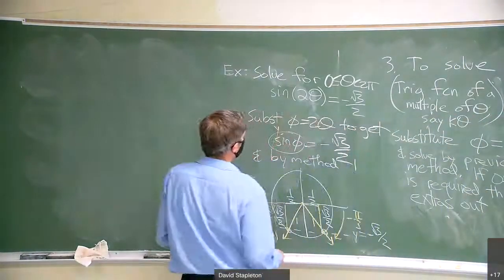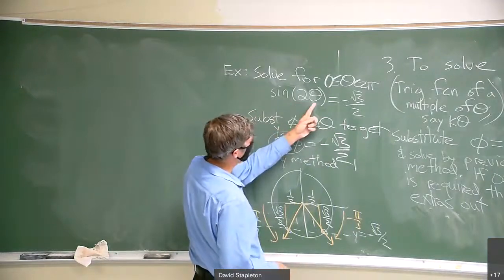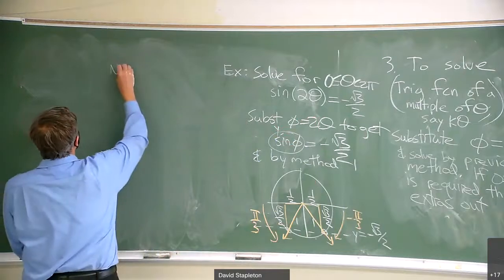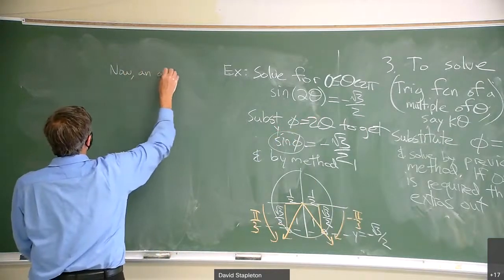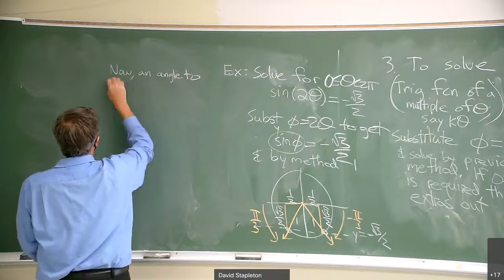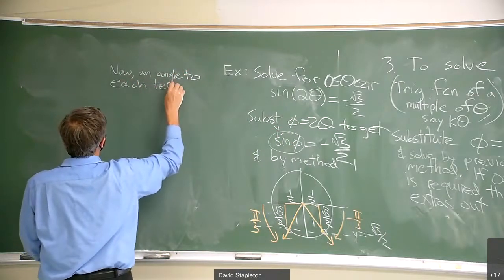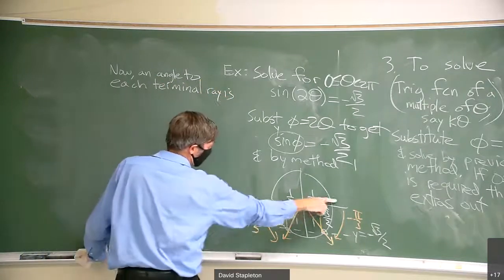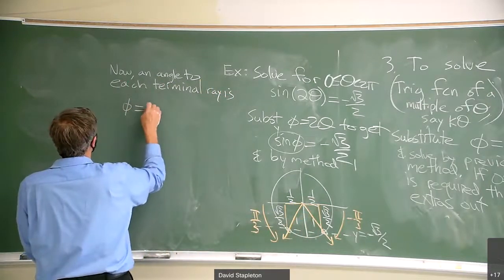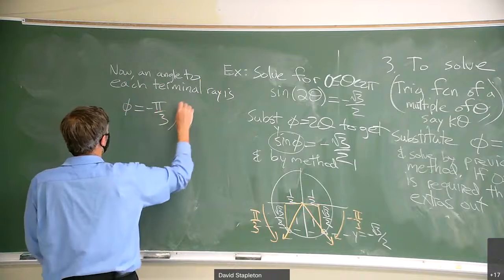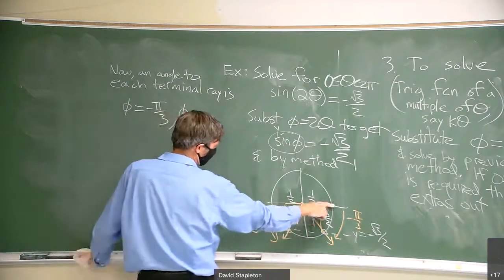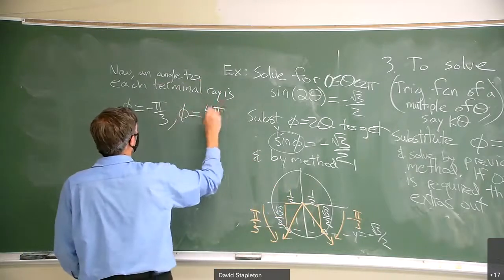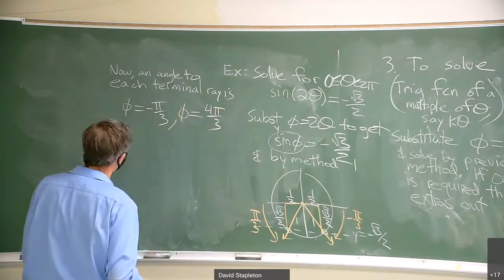For this one, all you do is first substitute phi equal to theta and solve it as usual. Now, an angle to each terminal ray is, evidently, minus pi over 3 in this one. And we could say it's minus 2 pi over 3, or we could say it's pi plus pi over 3, 4 pi over 3, let's say. There's an angle to each terminal ray.